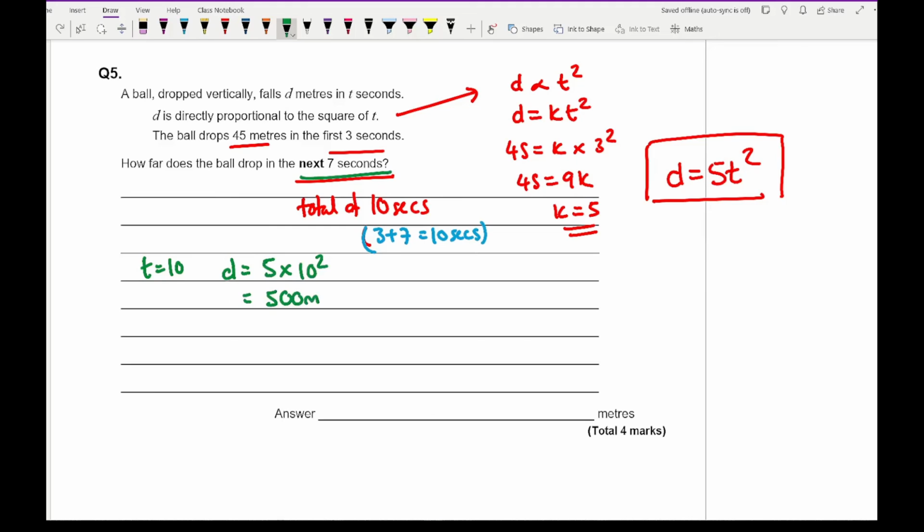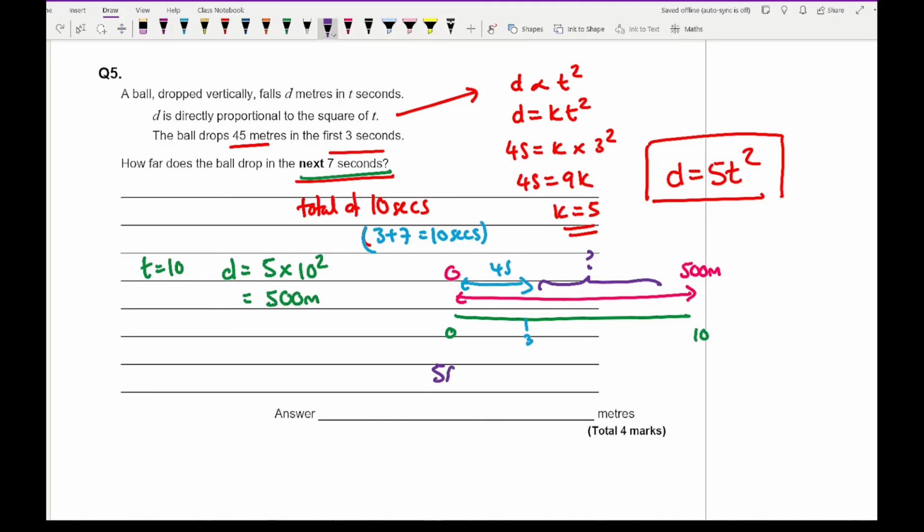Now the question says for the next 7, so from those 10 seconds, from 0 to 10 seconds, it's travelled a total of 500 meters. In the first 3 seconds, it was 45 meters. So here at 3, it's 45 meters. The question is asking what is this length here going to be? Well, that length there is going to be 500 minus 45, which gives me an answer of 455 as my final answer.